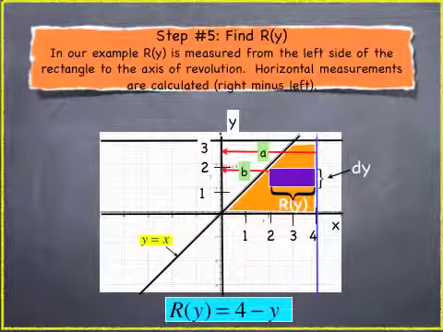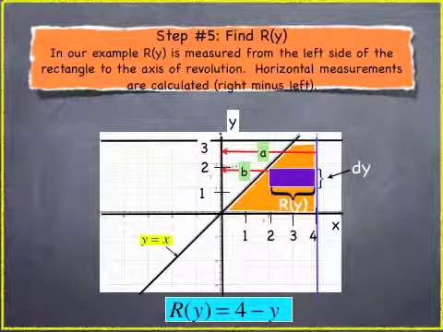Now, step 5. We want to fill out this integral, so we need to find all the parts to it. One part is r of y. So we have to know what r of y represents. In our example, r of y is measured from the left side of the rectangle to the axis of revolution. If you look in our diagram, you can see I've identified what r of y is, and it's actually a horizontal measurement.